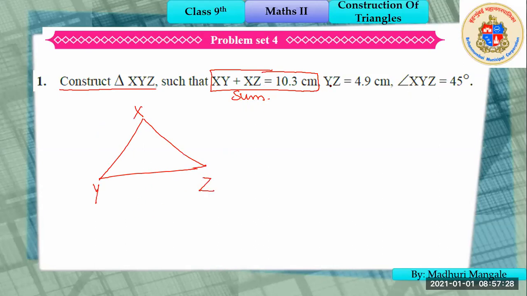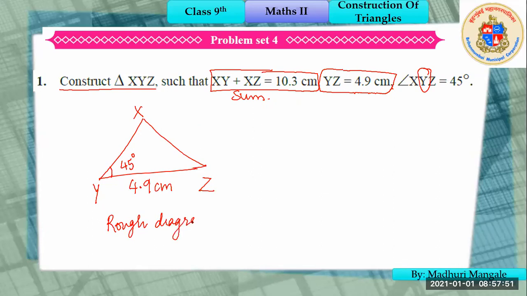The sum is given. Then base YZ is given to be 4.9 centimeters. And angle XYZ, the central letter is Y, so angle XYZ is 45 degrees. All right. So label this as the rough diagram. This is something very important. You need to mention this is a rough diagram, right? And now let's move to the construction.